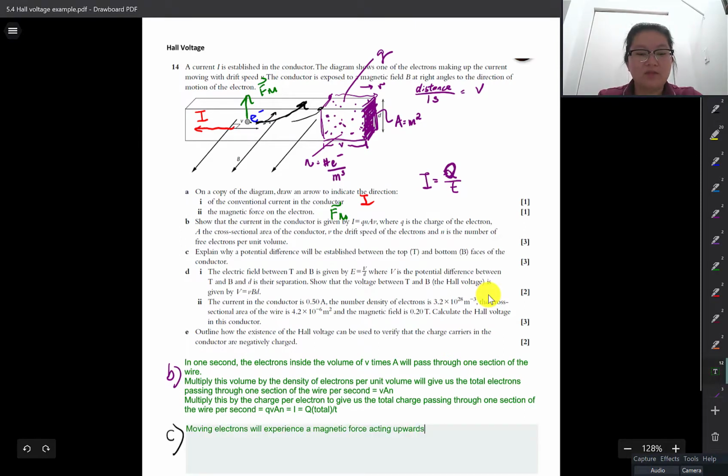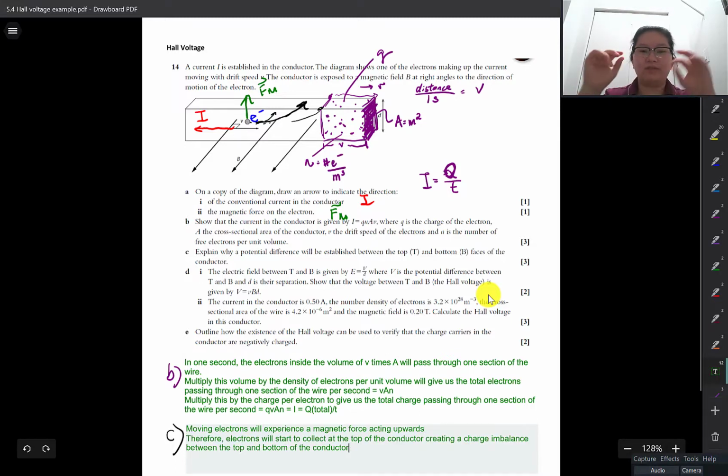So here's my first point. Now this is important, saying moving electrons, because if an electron is not moving, there's no way it will experience a magnetic force. So these electrons will experience a magnetic force acting upwards. That's the first step in thinking. The next step is that since you have these electrons all moving upwards, you'll have a collection of these electrons at the top of the conductor versus the bottom, meaning you'll have some sort of charge imbalance.